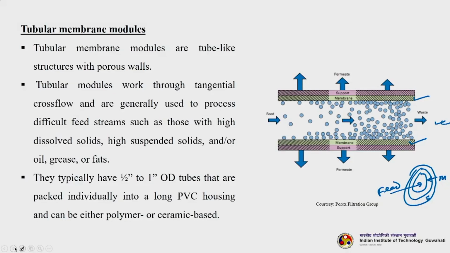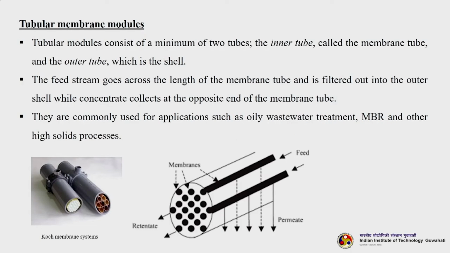So, they typically have half inch to 1 inch OD tubes that are packed individually into a long PVC housing and can either be polymer or ceramic based. So, this is how it looks like. You can see how the feed is entering here. This is the cross section. Permeate is coming out of the porous wall, and retentate is coming this side. So, feed enters one side of the tube, retentate is getting collected on the other side of the tube. You can see these are developed by Koch Membranes actually.